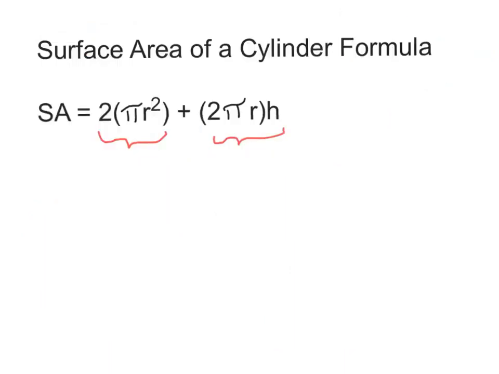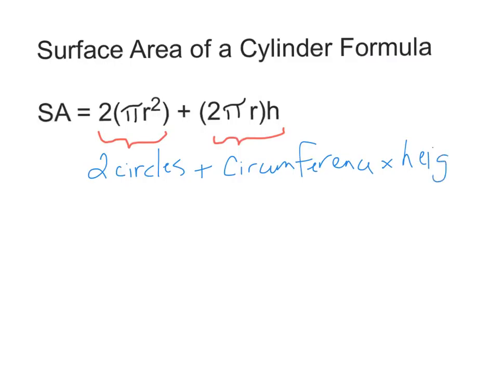Looking at the surface area of a cylinder formula, you can see the work that you have just done. The area of the two circles plus the circumference times the height of the can. Now, whether you need to find the surface area of a cylinder simply by looking at it and determining the parts, or understanding the formula, you're ready to go.